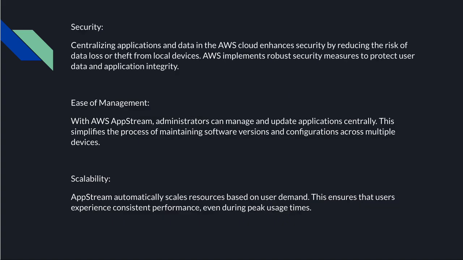Okay, continuing on the benefits, the next thing is that it increases security. Centralizing the applications and the data in the cloud will reduce the risk of data loss or theft from local devices, because these local devices are not so well protected. But if you have all your data within the cloud in a centralized place and all your users are accessing the applications from there, this greatly increases security, because you can enforce certain policies and restrictions, firewalls, those kinds of things, which will help increase the security of your data, so data loss and theft will be reduced as well. AWS implements robust security measures to protect your user data and application integrity. So there are a number of things built into AWS, which can all be utilized if you are using AppStream for that purpose.